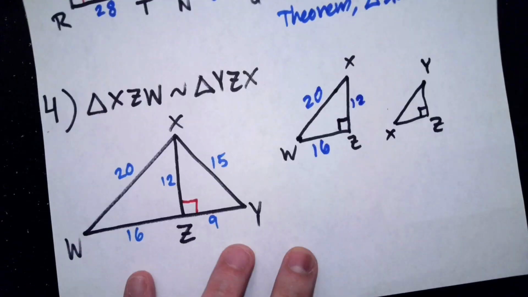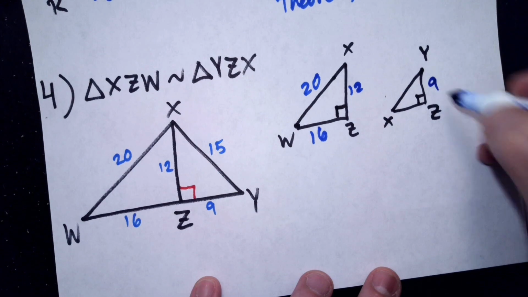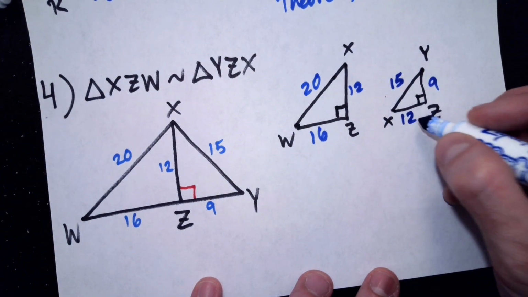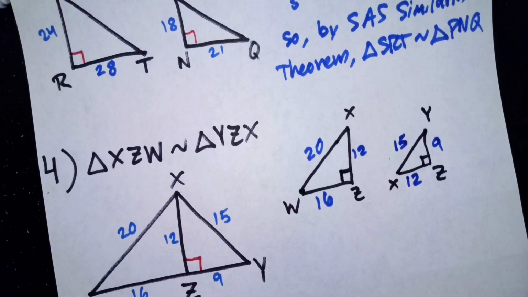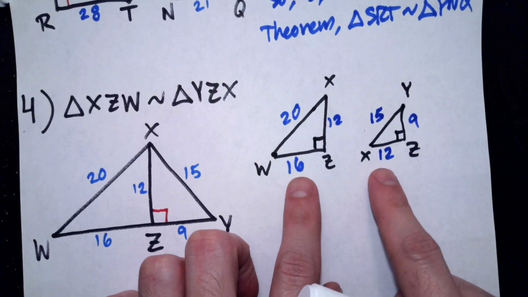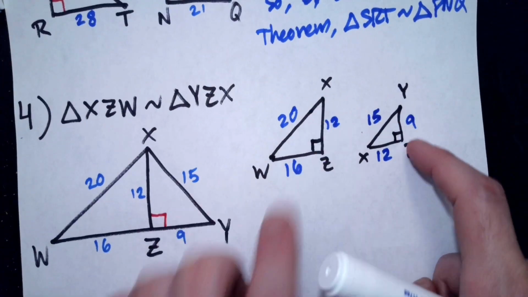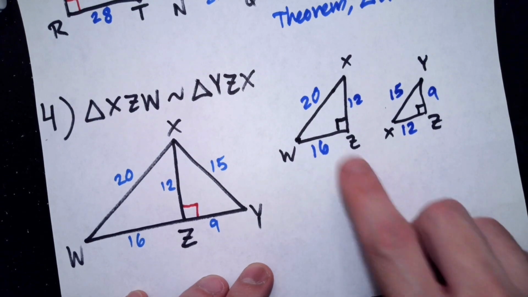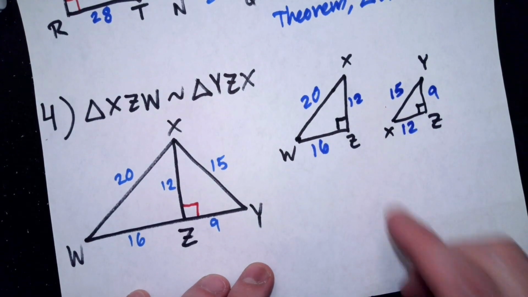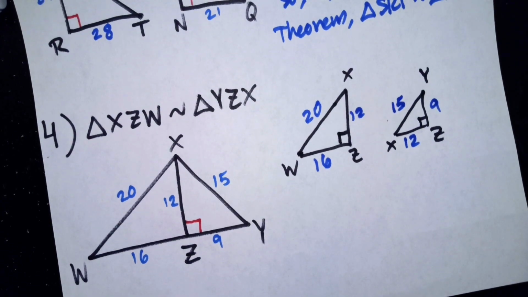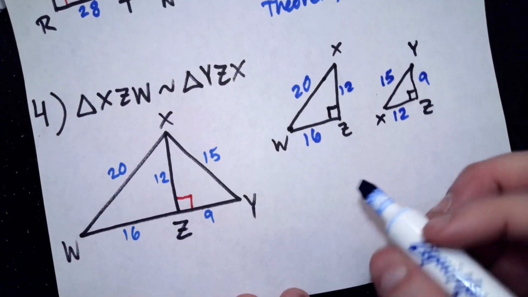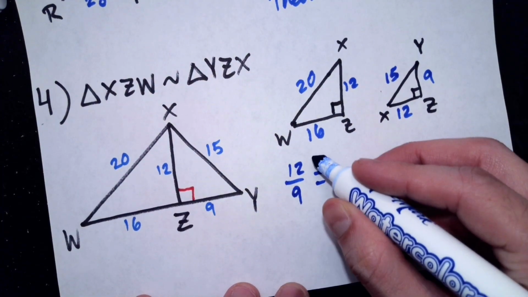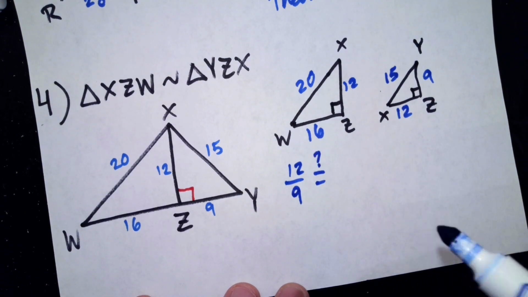So let me write in the side lengths because I totally forgot. ZY is 9. Our hypotenuse over here is 15, and then our base is 12. So again, if we are able to put these sides and these sides as proportions, and if they are equal, we're going to be able to prove this by SAS, since we already have that right angle be congruent. So once again, we'll create the proportions. We're going to do 12 divided by 9 should be equal to 16 divided by 12.